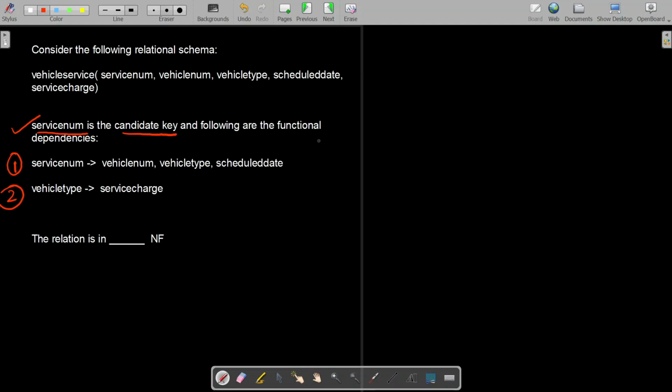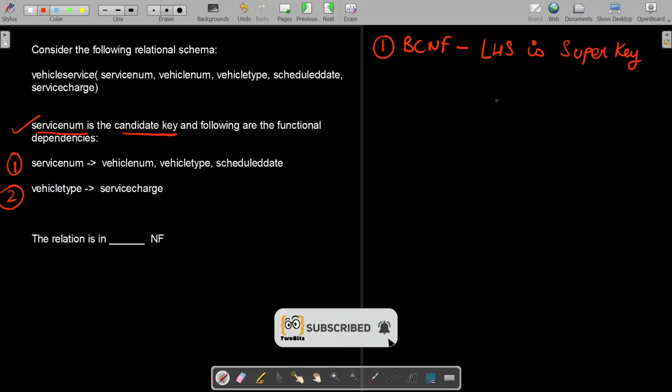Now let's check out what is the highest form for this relation. So firstly, we will check out if the relation is in BCNF or not. So the condition for BCNF is that the left hand side should be a super key. LHS is super key. If this condition satisfies, then the following relation will be in BCNF. So let's check out if the following relation is in BCNF or not.